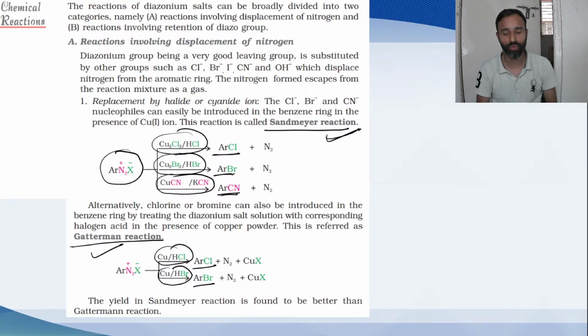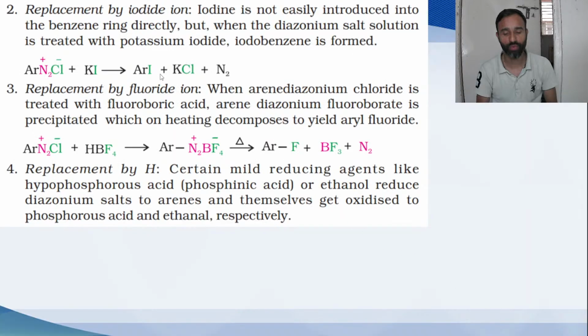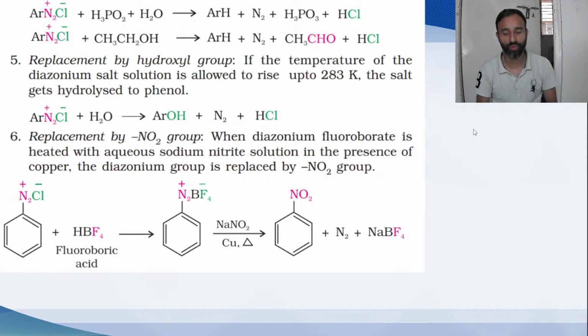Now next is iodide. Just treat with potassium iodide, we get iodobenzene. With HBF4 to form fluorobenzene, we treat with HBF4, we get fluoroborate diazonium salt. Then on further heating, we get fluorobenzene. To replace with hydrogen, we treat it with H3PO2 and H2O, or ethanol. So we get benzene as the product. Ethanol or hypophosphorous acid.